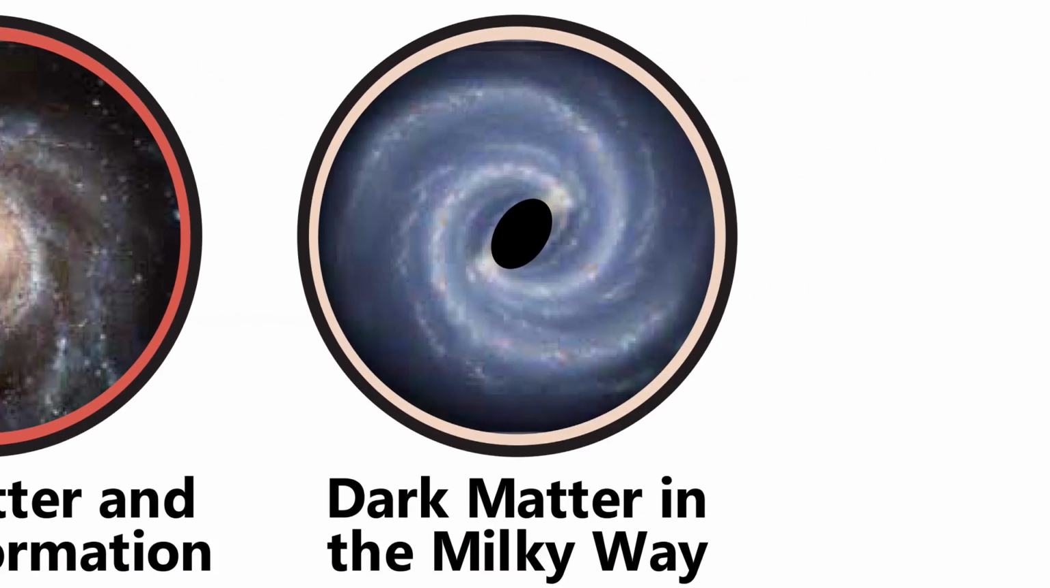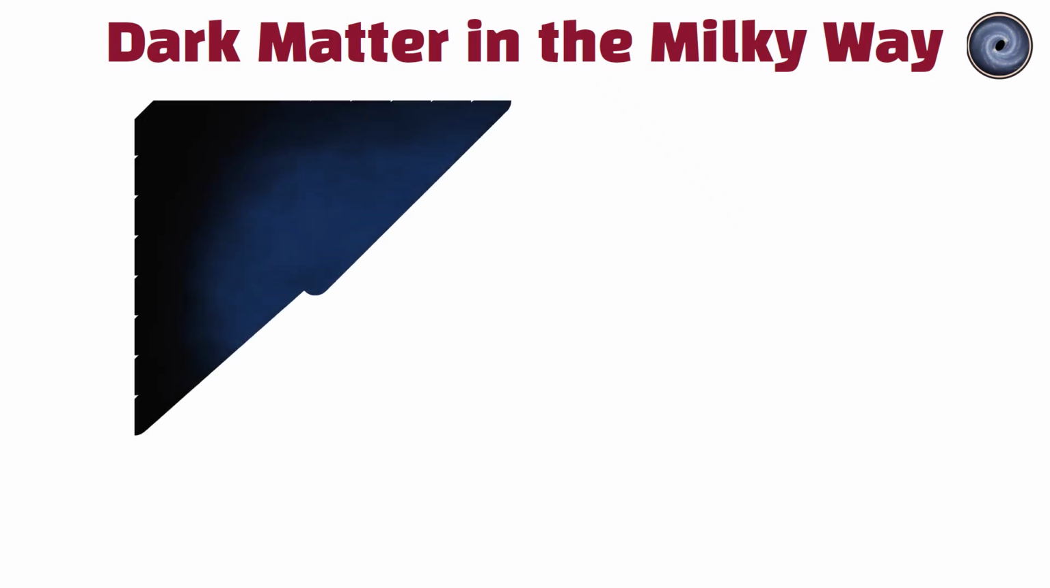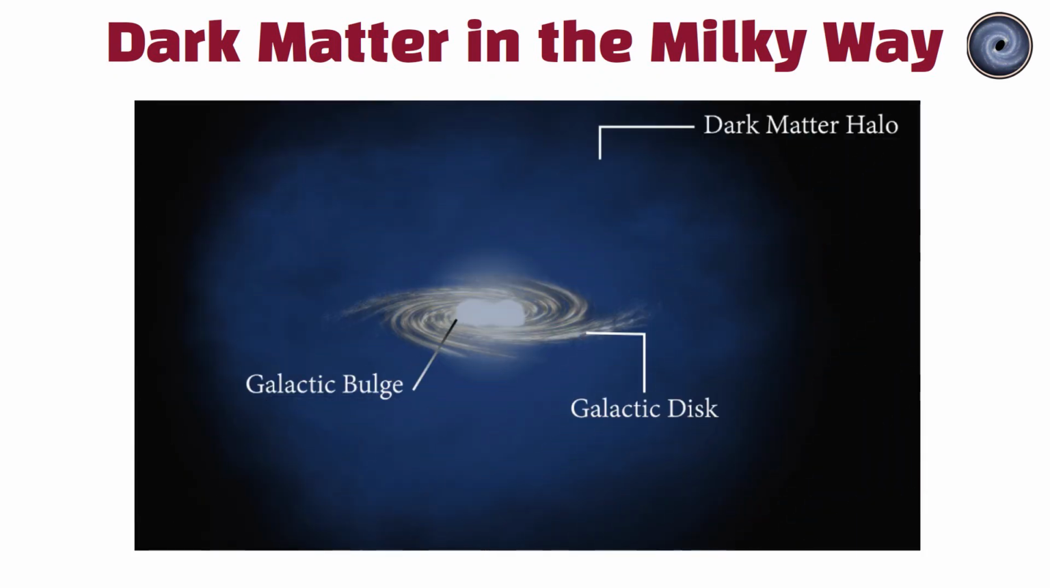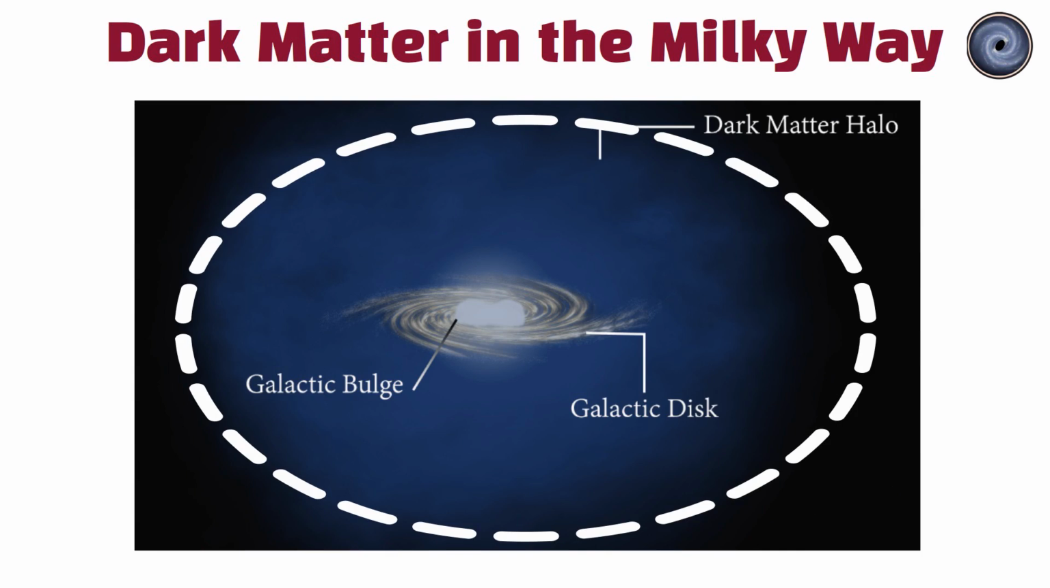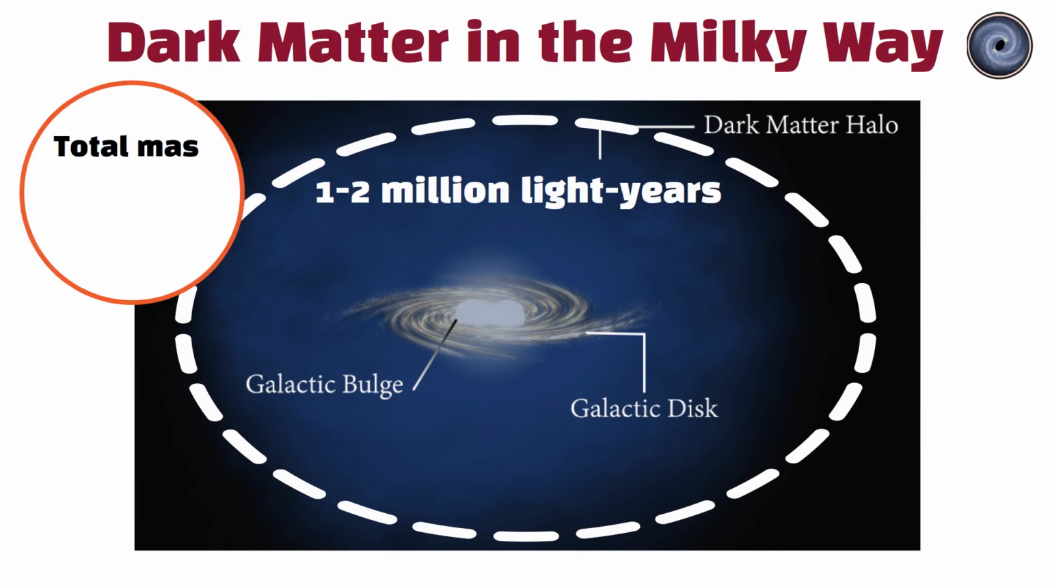Dark matter in the Milky Way. Our Milky Way galaxy sits within a vast dark matter halo. This halo extends far beyond the visible disk, possibly up to 2 million light years in diameter. Its total mass is estimated at 2 trillion solar masses, with dark matter accounting for most of this.